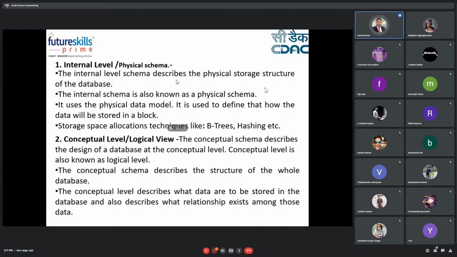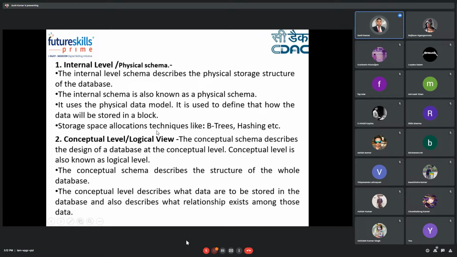Suppose you have your computer system, your PC. Where is all data stored? All data is stored in the hard disk. So the physical schema takes care of how data is stored in your hard disk, right? In your computer all data is stored in your hard disk in the form of files, and files are stored in blocks. So the internal level schema is basically responsible for managing or defining the data model that will be used to store the data at the storage device.